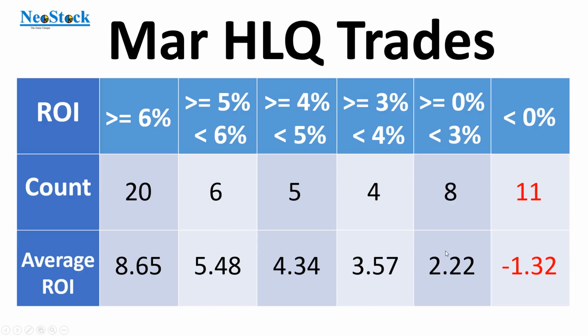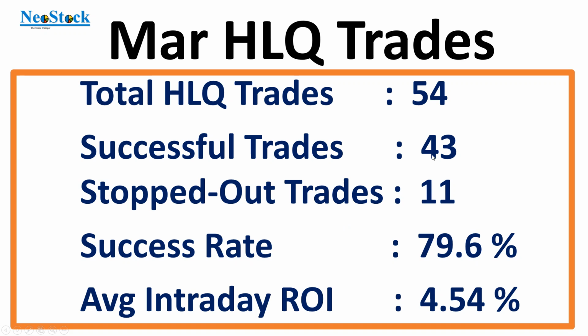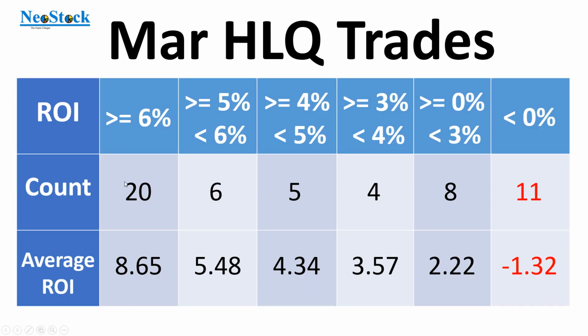And also where we got less profits, we looked into the overall statistics. But the happy thing is, almost successful trades, we have 43 successful trades. Out of 43, 20 means almost close to 50%. They gave you 8.65% ROI. That's very good data we should consider.